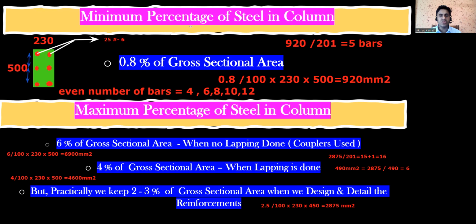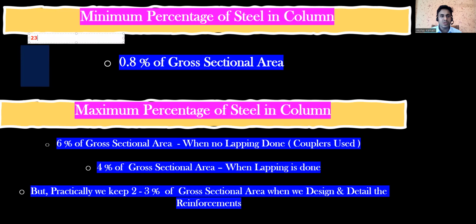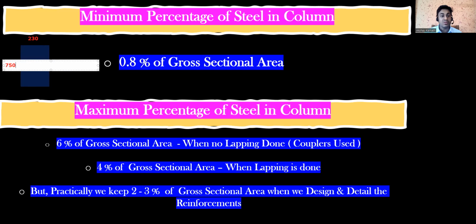Okay, I'll strike out everything. Let us say you design one column, and you gave a reinforcement in that. So again, I'll take this. It is a 230 by 750 column. 230 by 750 we will consider. And you give a reinforcement.